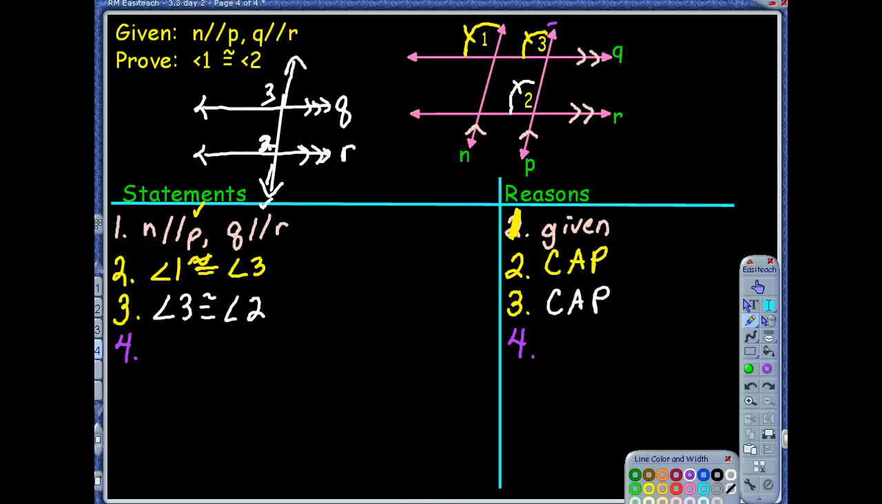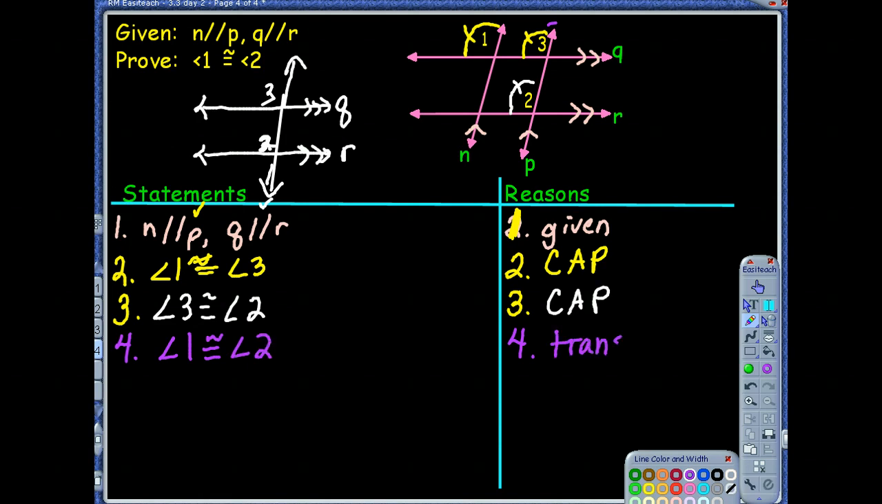All right, so we got the given taken care of. Statement steps 2 and 3 both have angle 3 in them, and I want to put angle 1 with angle 2, so I can do that now using the transitive property. So angle 1 is going to be congruent to angle 2. Because they're both congruent to the exact same thing, they're congruent to each other.